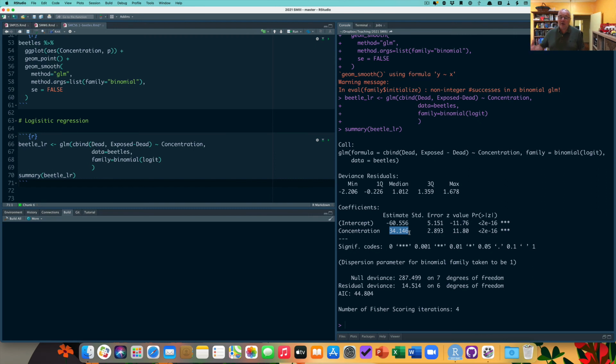So we're saying the logit of the probability of death equals minus 60.556 plus 34.146 times concentration. I will keep coming back to this example. We'll build up and start looking at the rest of this and interpret it. Okay, see you next time.